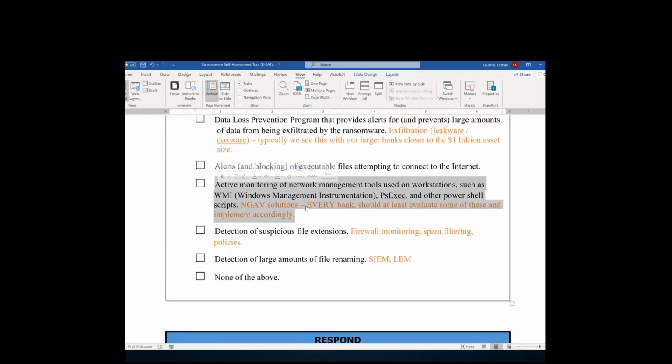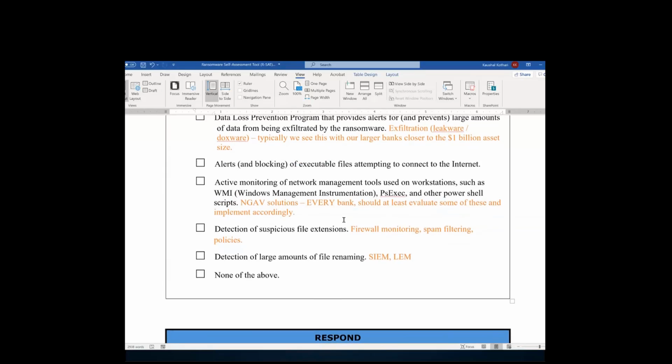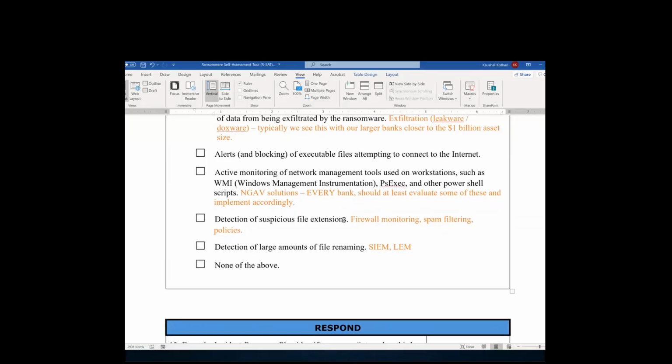Again, active monitoring of some of these, what they call abusable features, WMI and PSExec or PowerShell. Next Generation Antivirus Solutions are going to be your answer in that case. And there's something that every bank should at least be evaluating this year. Whether you're implementing it or not, it's going to be a decision based on cost. But you should at least get some demos on that.